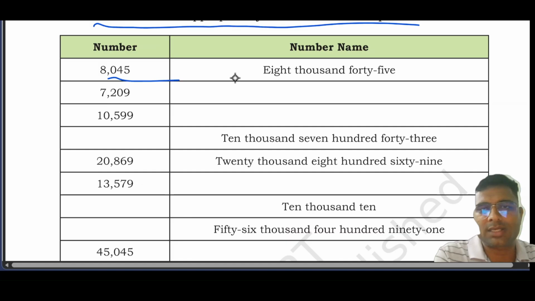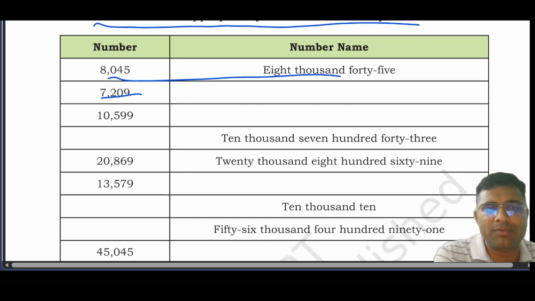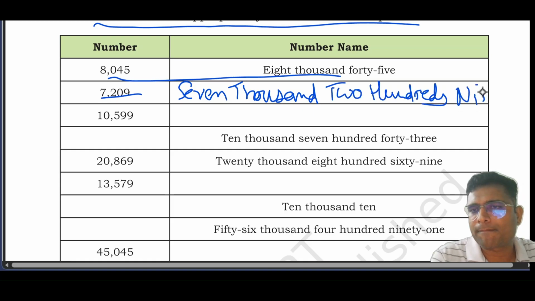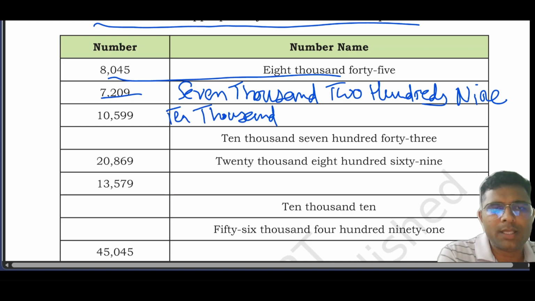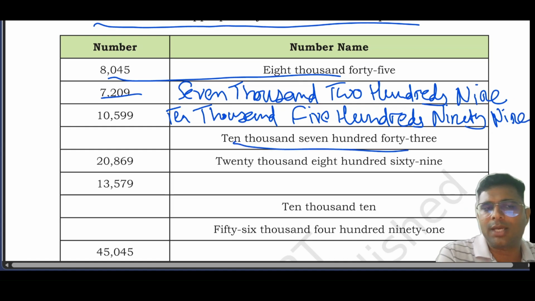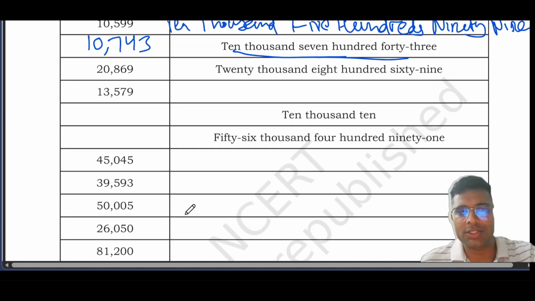Coming to the next page, here what we have to do is fill in the blanks appropriately, using commas as required. The first one is done already, and in the second, the number is given, we have to write its number name. So this is, you know very well, 7,209. Here it is 10,599. Here the number name is given, we have to write the numbers in digits. So 10,740. So it will be 10,743. You can do the rest of this by yourself.